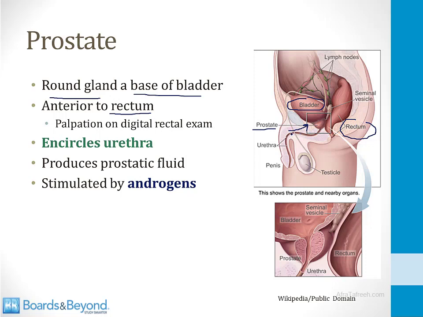This means that on a digital rectal exam, you can palpate the prostate through the wall of the rectum, and this will be important when we talk about the diagnosis of certain prostate conditions. In addition, the prostate encircles the urethra. Shown in this picture at the bottom of the screen here is the prostate gland, and you can see the urethra running through it to connect to the bladder. The job of the prostate gland is to produce prostatic fluid, which is part of semen, and it is stimulated by androgens, and that'll be important later when we talk about therapies to block stimulation of the prostate gland.